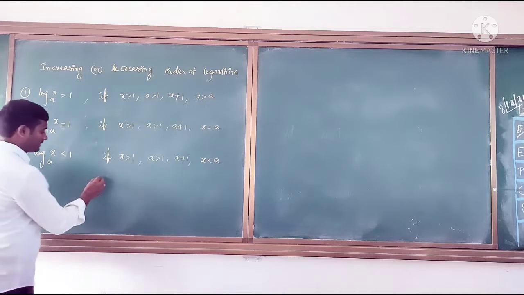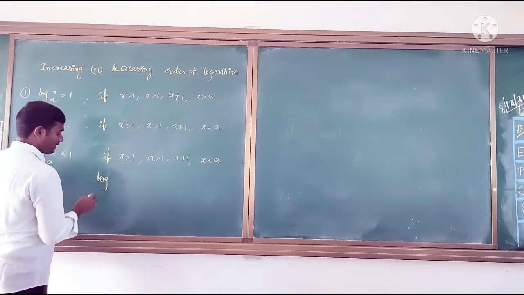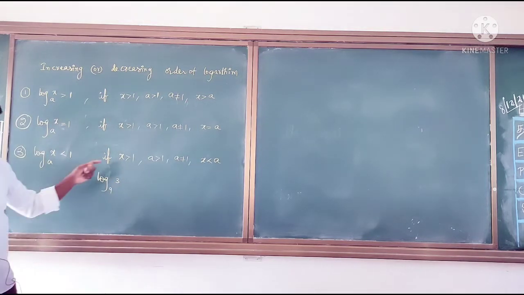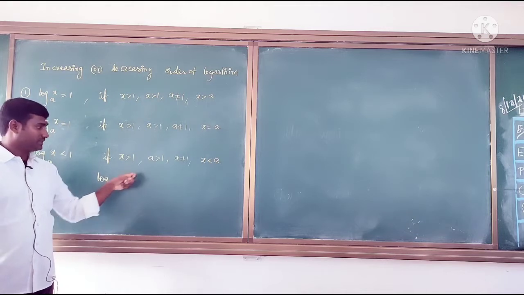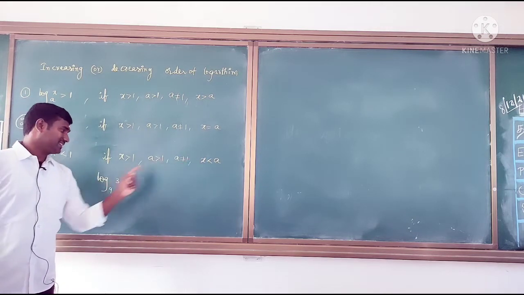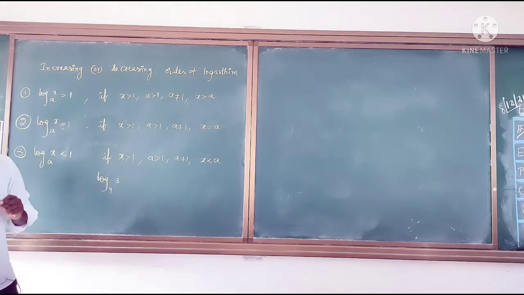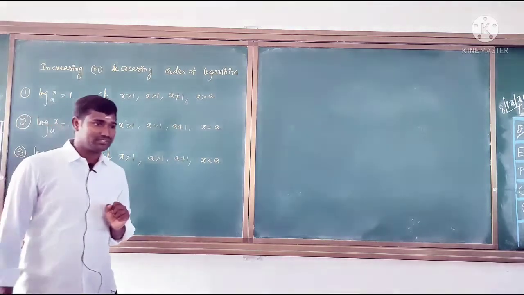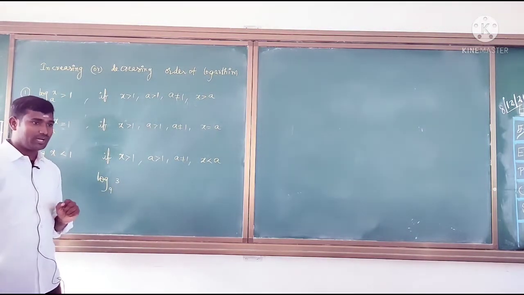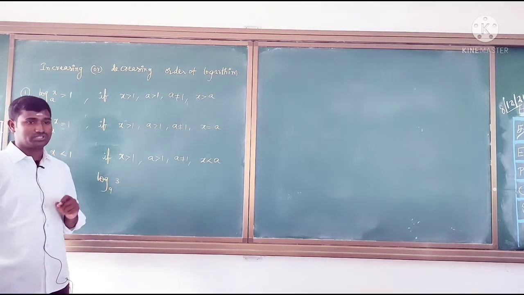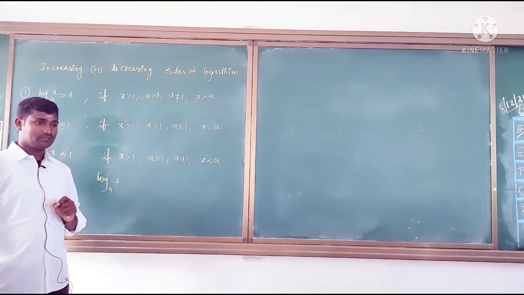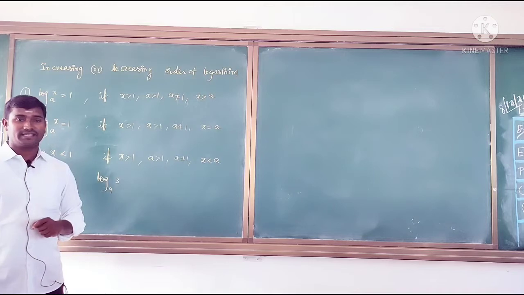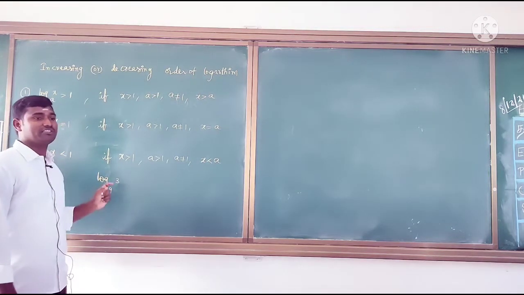For example, I am taking log 3 to the base 9. 3 is greater than 1, yes sir. A is greater than 1, yes sir, and x is less than a: 3 is less than 9, yes sir. So how can we find this log 3 base 9 value? 9 to the power which number will give 3? 1 by 3.